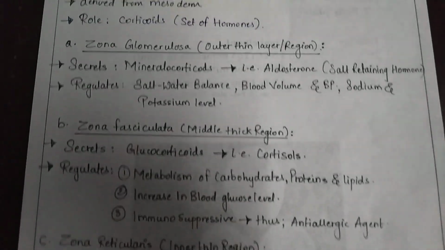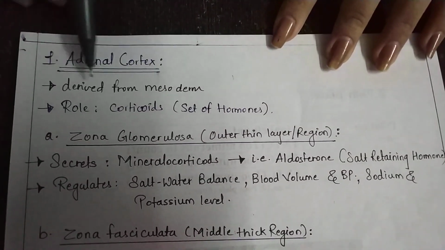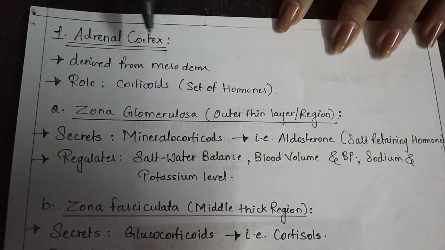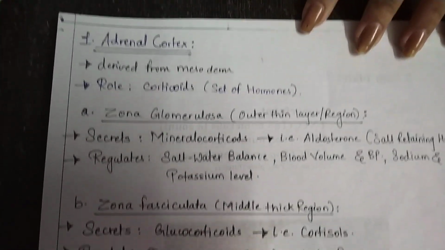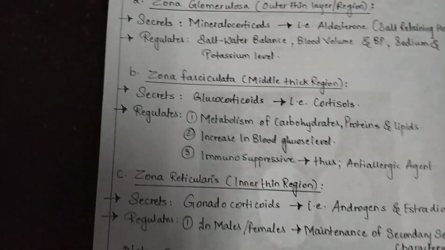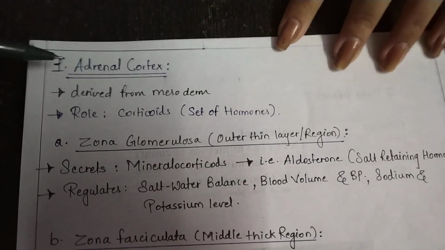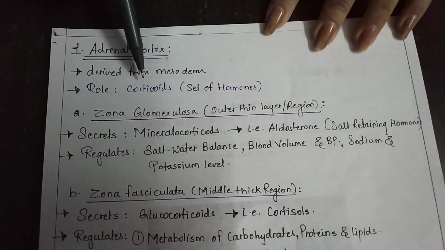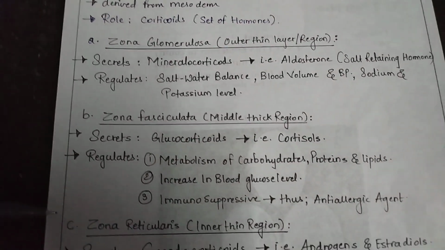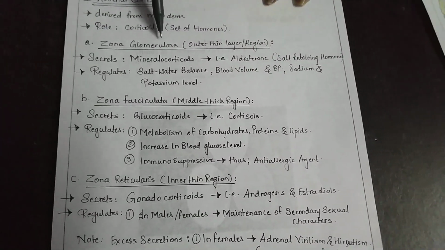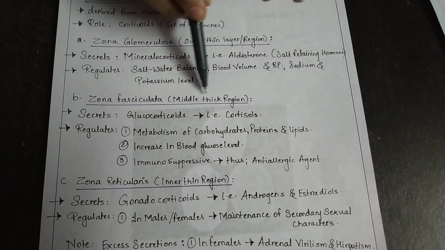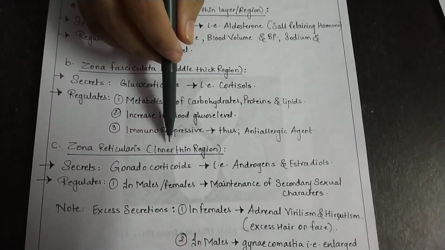Now in the adrenal cortex, as I told you, there is dual origin. The adrenal cortex is derived from your mesoderm, and the adrenal medulla is derived from your ectoderm. Okay, now what is the role of your adrenal cortex? The hormones which are secreted in the adrenal cortex are called corticoids. Okay, these are basically a set of hormones. Now, based on the three regions, we all know that there are three regions: zona glomerulosa, the outermost, very thin layer; zona fasciculata, the middle thick region; and zona reticularis, the inner thin region.